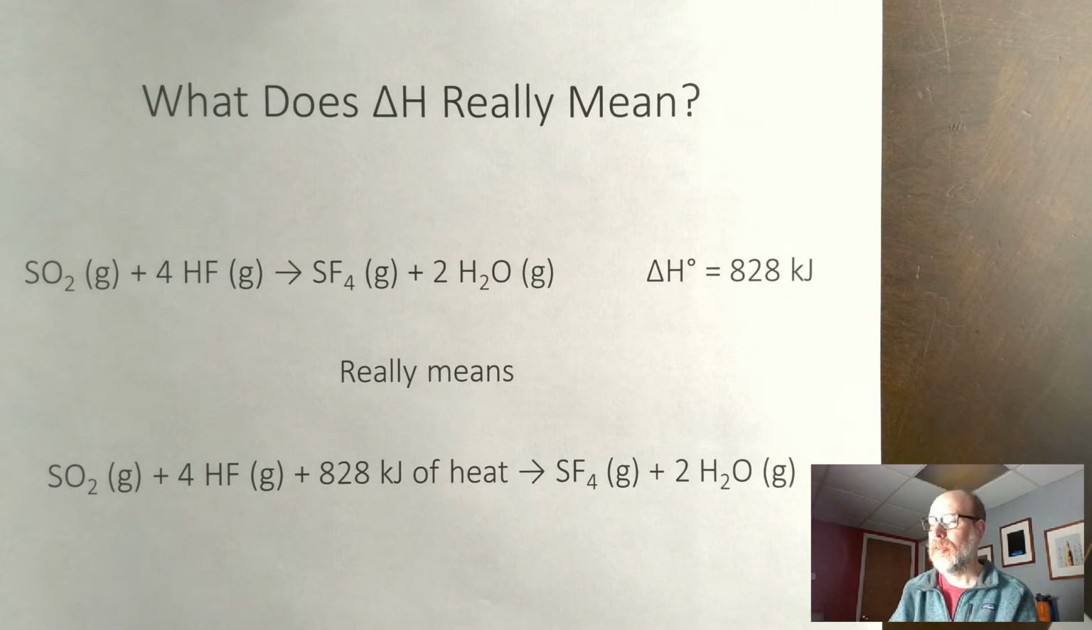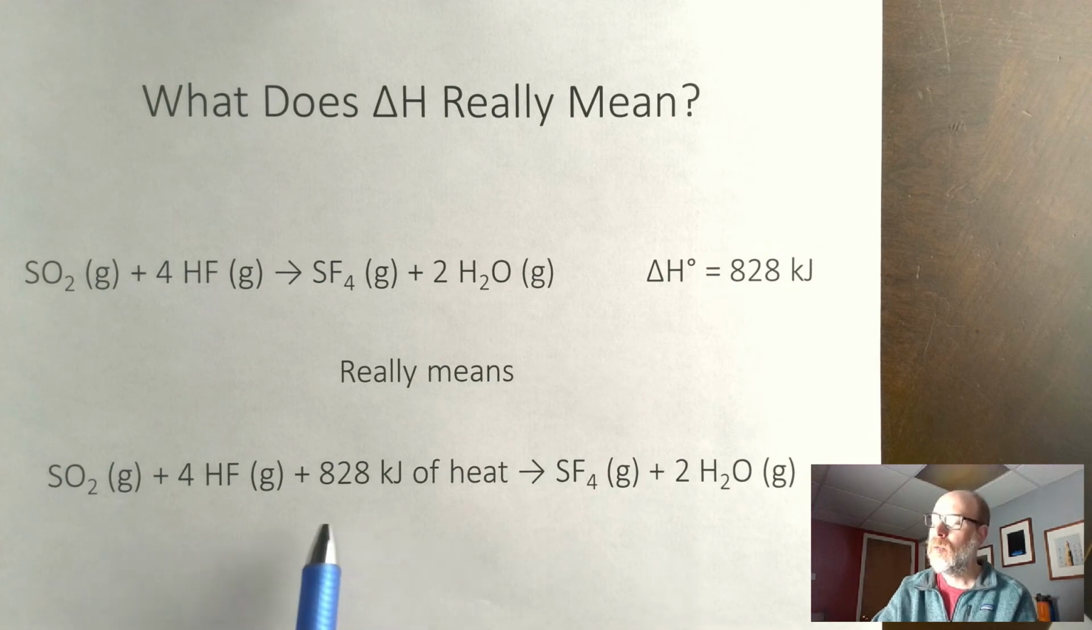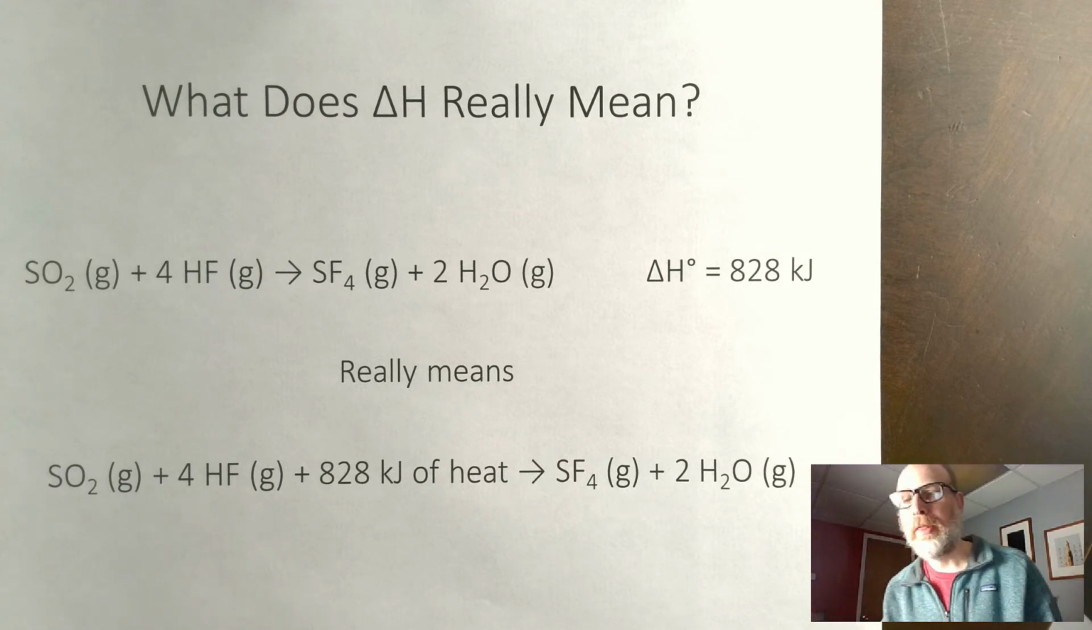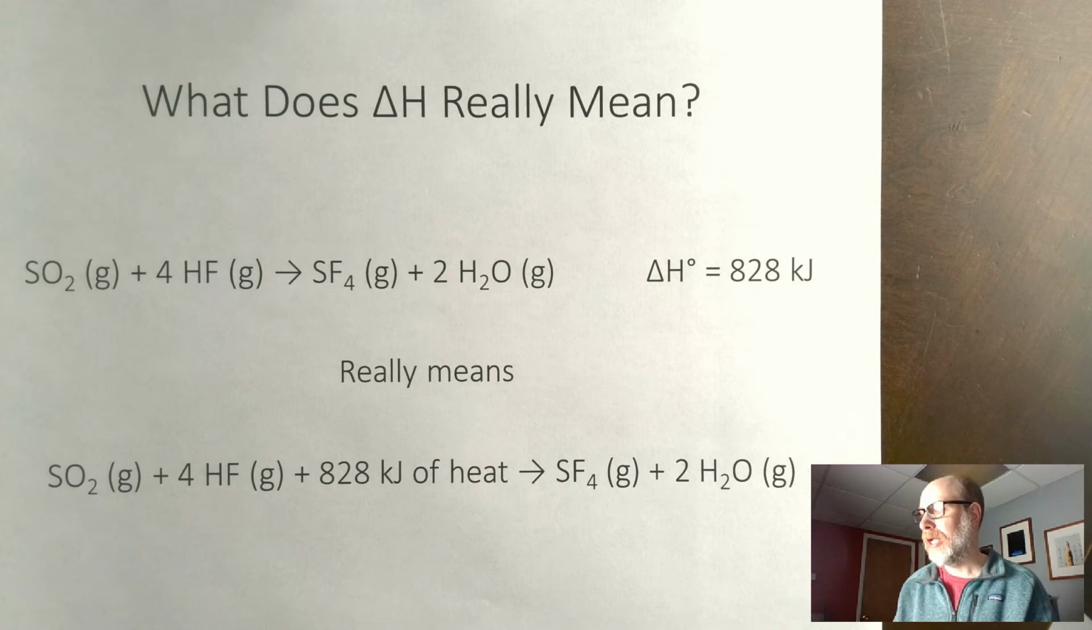So consumed is maybe not the best word, but whenever we have an enthalpy change that's positive, that's endothermic, which means that heat is on the reactant side of the chemical equation. Essentially, this thermochemical equation is the same as what we have down here: sulfur dioxide plus hydrogen fluoride, plus 828 kilojoules of heat, will produce the products. I want you to think about thermodynamics, about enthalpy changes, and soon to be entropy changes, and soon to be free energy changes, because that's where we're headed.